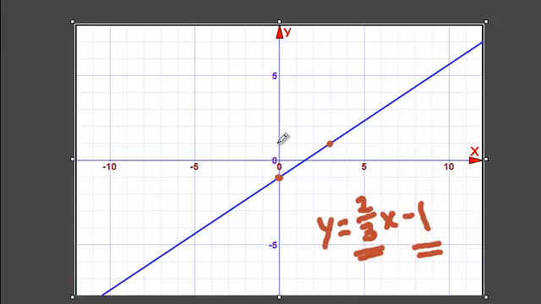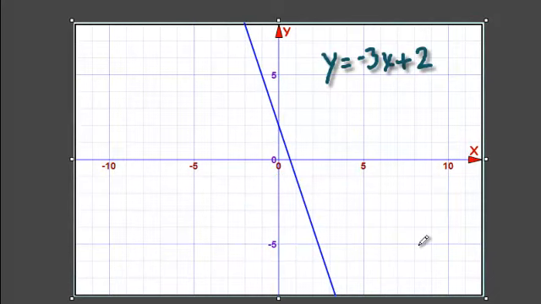I will rise 2 and run 3 to get to the next point. And if you will notice, I can rise 2 and run 3, and I will still be on this line. No matter what I do, if I pick any point on this line, if I rise 2 and run 3, I will be on that line.